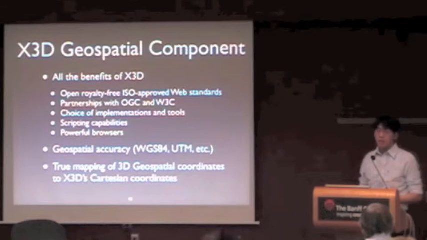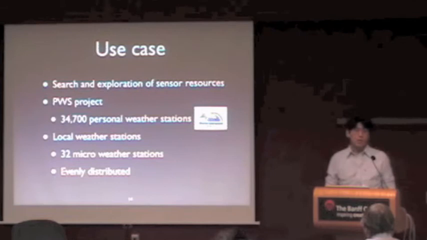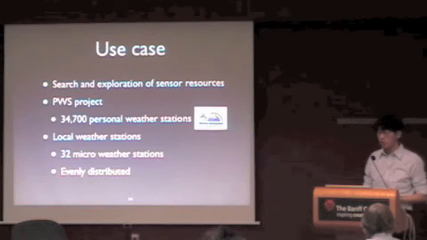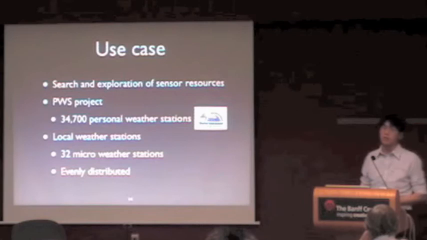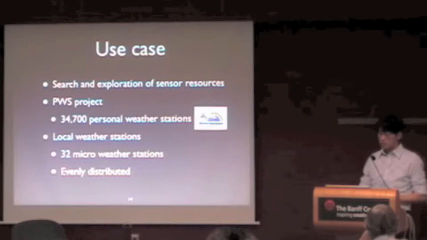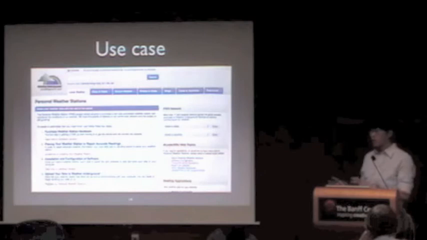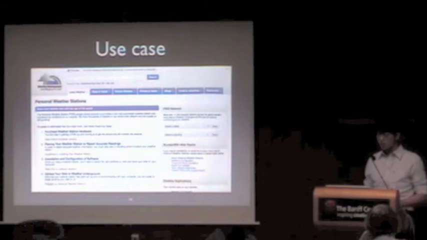As a part of our design process, we applied this prototype implementation to one of the user cases. There is a contributed project called the Personal Weather Station Project. There are more than 34,000 personal weather stations registered in the system, and it is highly distributed across the world, not only America or Europe, but also Asia, Africa, and Australia, etc.